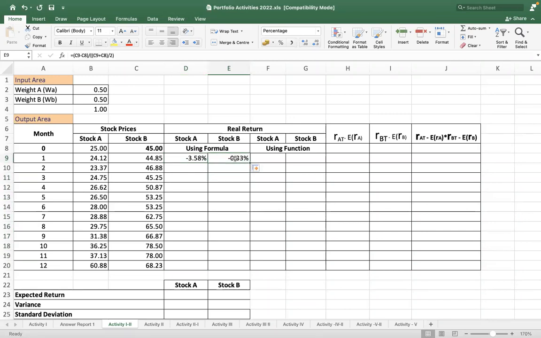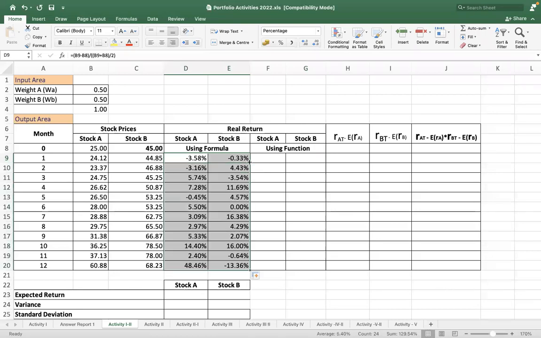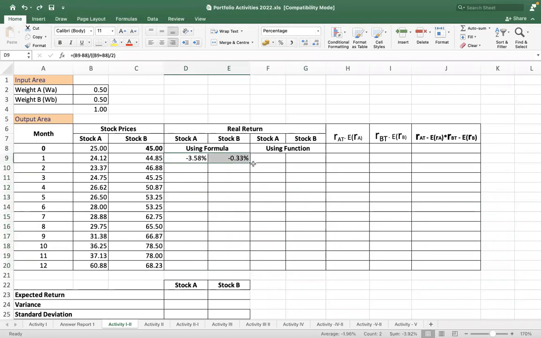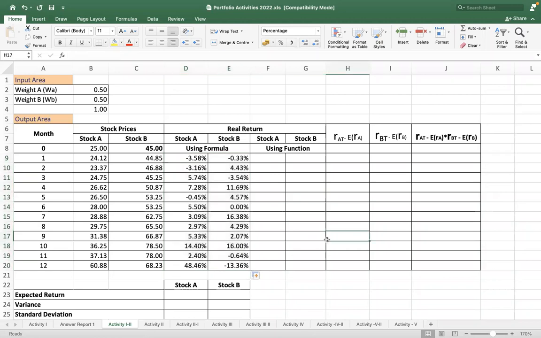If you click on stock C, you can see C9 minus C8 divided by the average of these two prices, C8 plus C9 divided by 2. Then, by selecting these two, double click on this cross mark. Or else you can drag it down. That is also applicable.